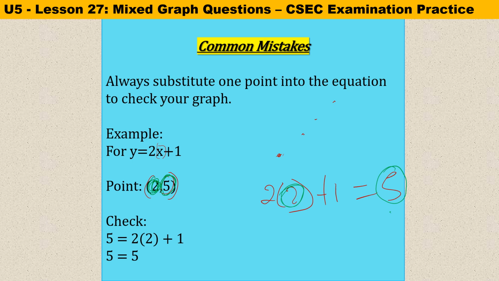Once you are given the equation, you are asked to draw your graph. You plot your points on your graph. Then you're going to take one of those coordinates and simply substitute it in your equation to see if you get the correct answer.